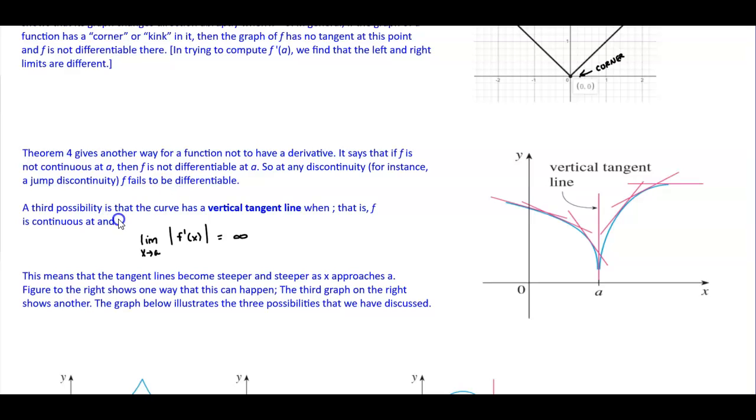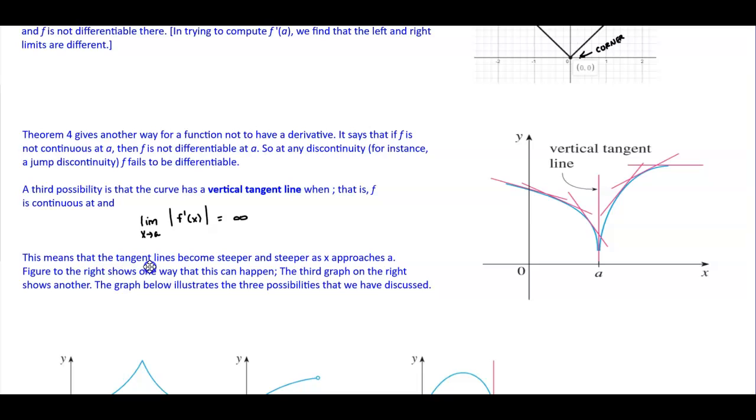A third possibility is that the curve has a vertical tangent line, that is, f is continuous at a and the limit as x approaches a of the absolute value of the derivative is equal to infinity. So this means the tangent lines become steeper and steeper as x is approaching a.